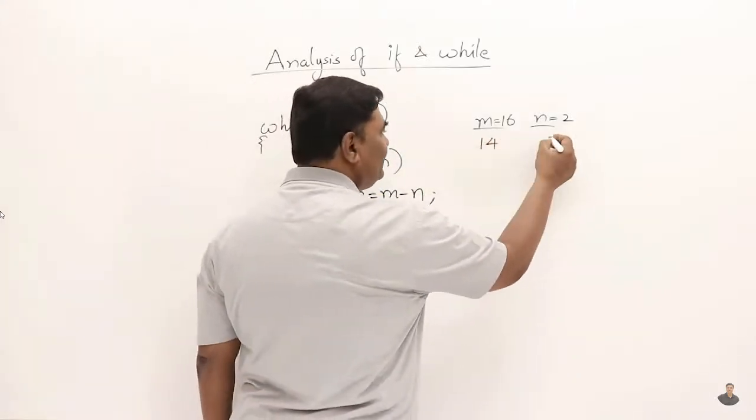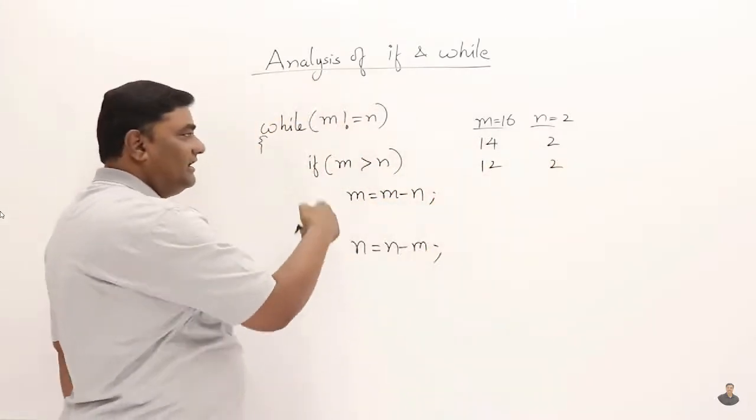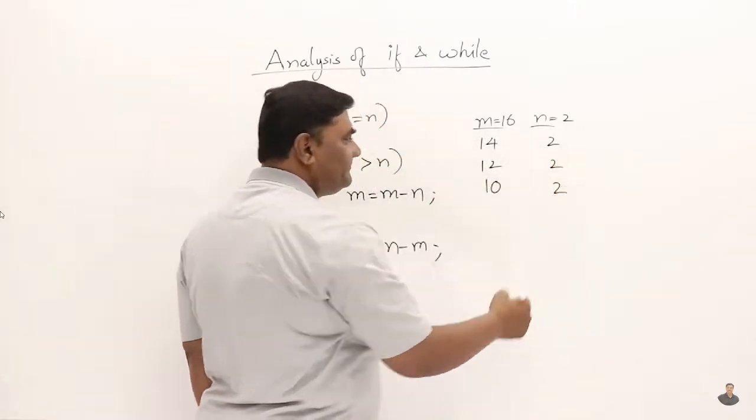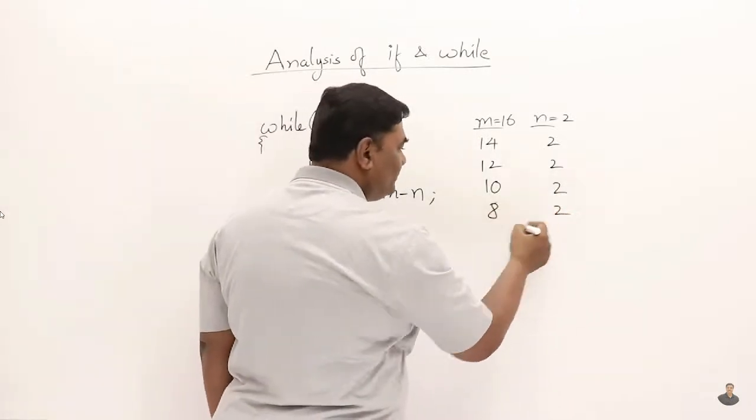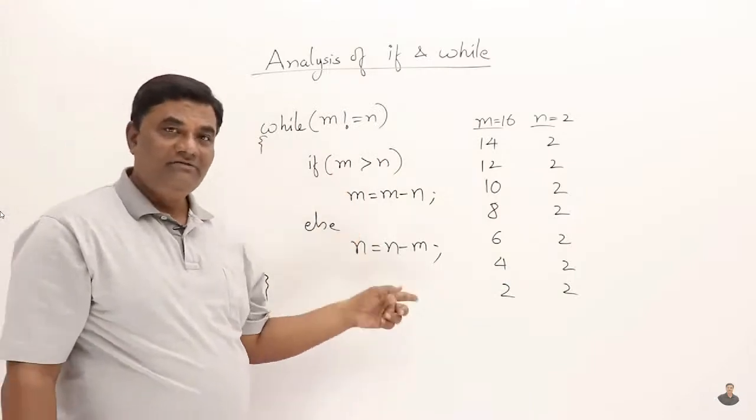So m becomes how much? 14, and this will be 2 only. Then again m is greater than n only, so again 2 is subtracted, so this becomes 12 and this is 2 only. Again 12 is greater than 2, so this becomes 10 and this is 2 only. And this becomes 8 and 2, 6 and 2, 4, 2, 2, 2. Now it will stop. Now they both became equal, so it will stop.